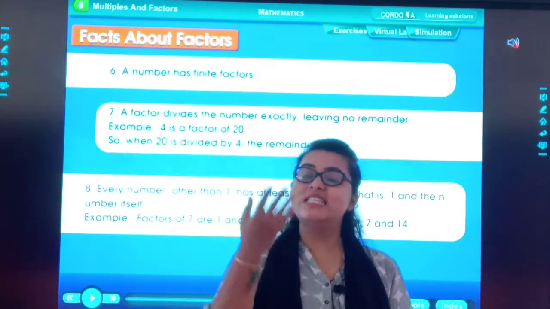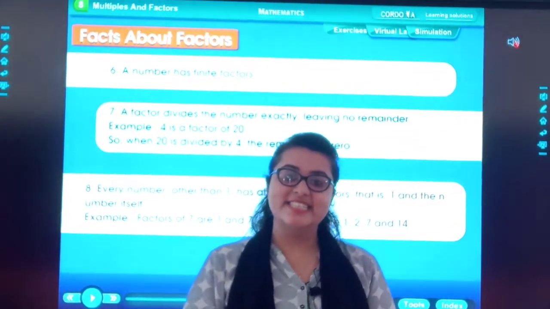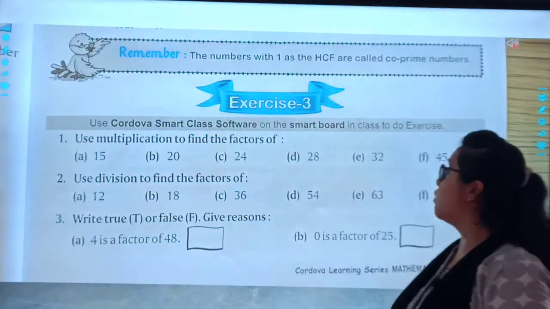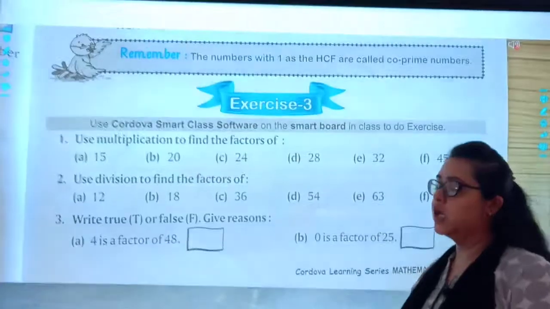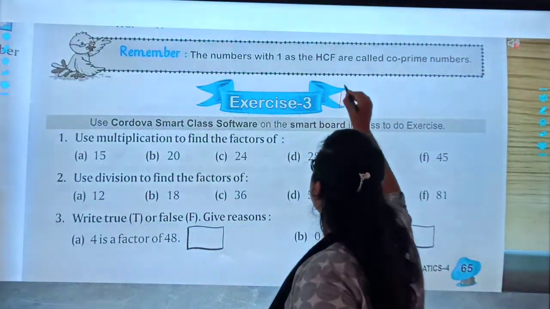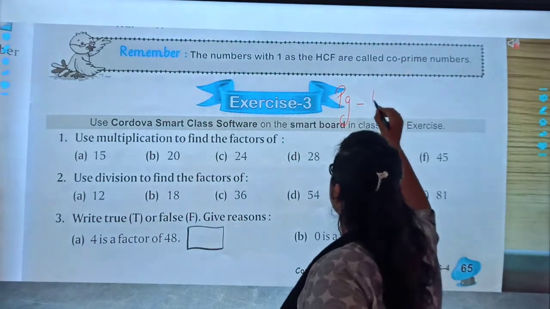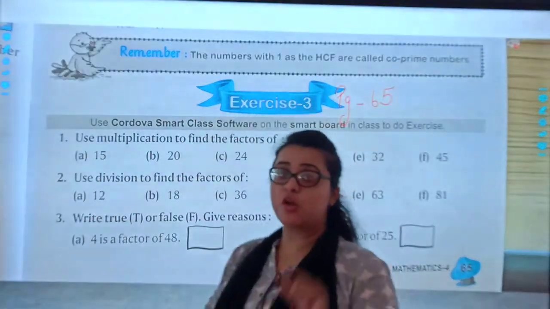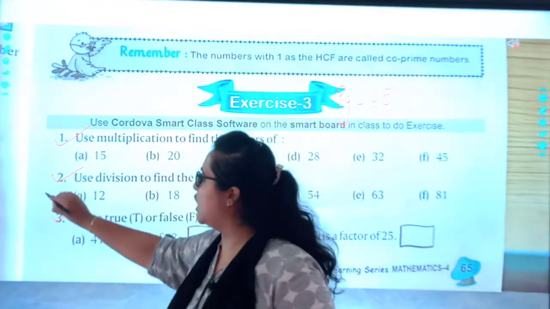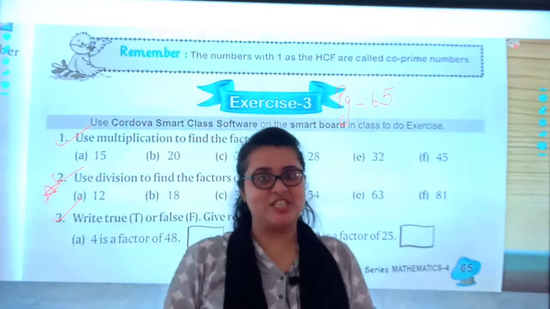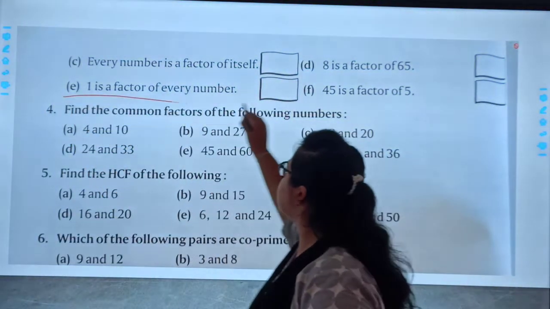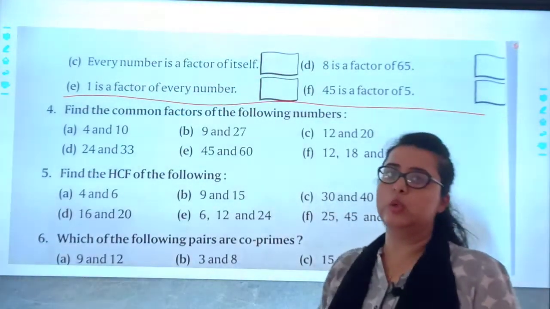Okay. Now let's have a look at the exercise. So students, your worksheet part will be you are supposed to solve exercise 3 on page number 65 of your textbook. You are supposed to solve question number 1, question number 2 and question number 3 as your worksheet. Okay students? And question number 4 we will be starting. You are supposed to solve till here only.